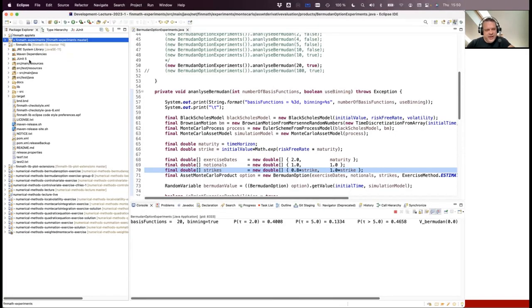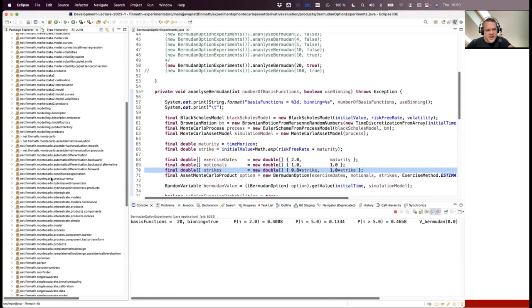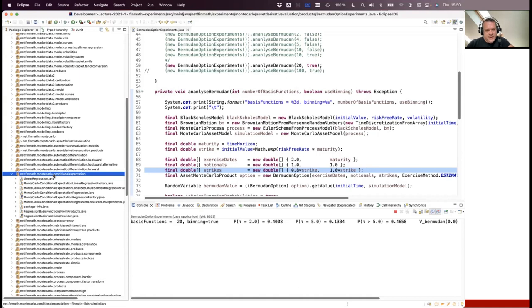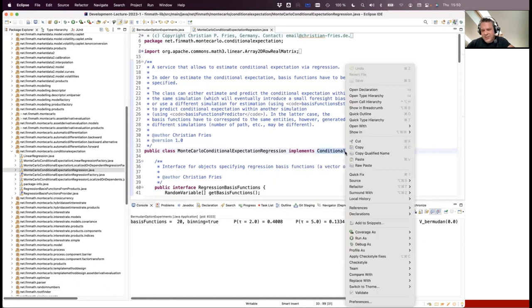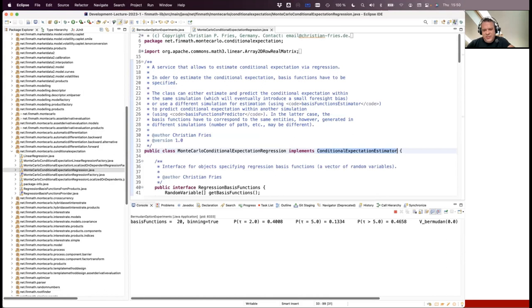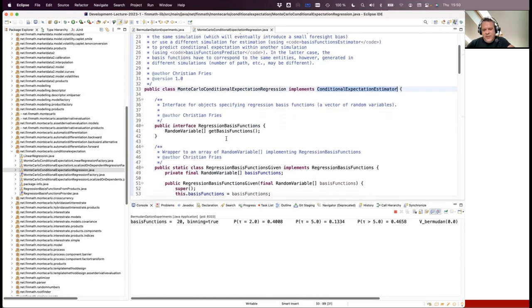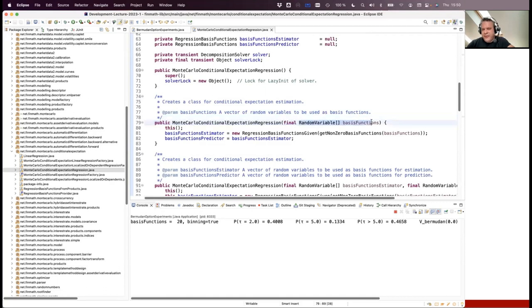So you find in Monte Carlo conditional expectation an implementation of this interface, the conditional expectation estimator. A conditional expectation estimator is just a function that takes a random variable and returns a random variable. So this is the conditional expectation. And I now implement this with a given set of regression basis functions.